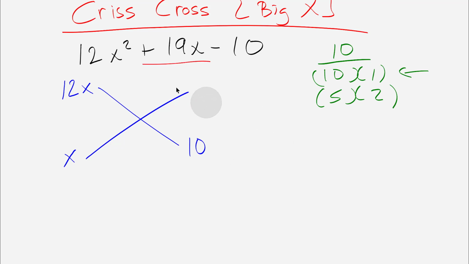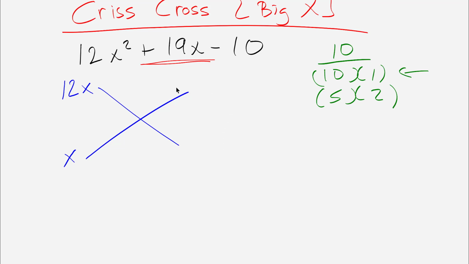And what if we change it the other way around? Let's put the 10 here and the 1 here. So 12x by 1, 12x. X by 10, 10x. With a 10x and a 12x, we won't be able to combine those to get a 19x. So it's definitely not the 10 or the 1.